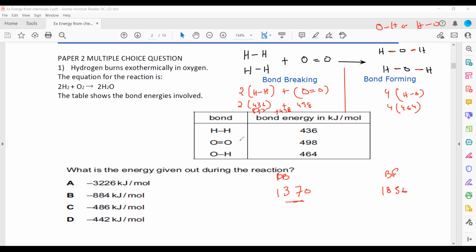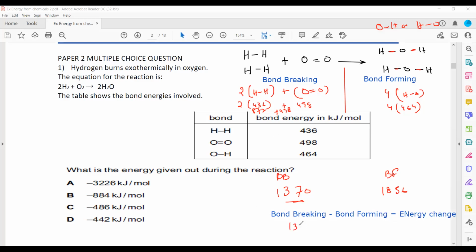We want to calculate the energy change. The formula to calculate the energy change is bond breaking minus the bond forming. This will give us how much energy change during a chemical reaction, or how much energy is absorbed or released. Absorbed when it is an endothermic reaction and released when it is an exothermic reaction.